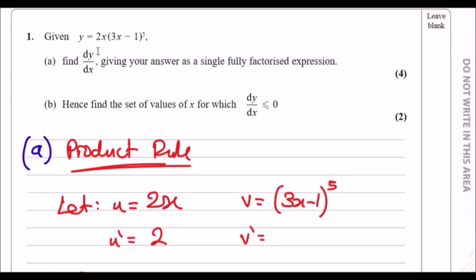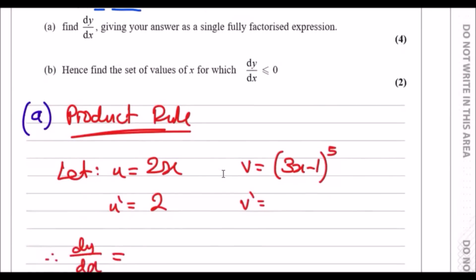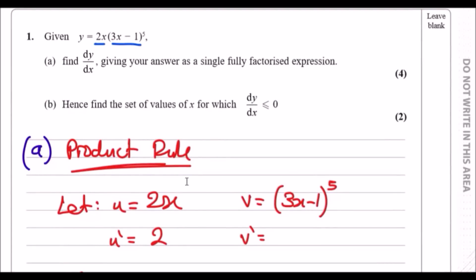Well, look at this, we can see that we got two functions. We have 2x and we have another one, 3x minus 1 to the power 5. Because we got two multiplied together, we use the product rule, okay? If it was 2x over this term, it would be the quotient rule. So that's two ways to differentiate. Now, when it says single fully factorized expression, this means that when you differentiate this one, not only do you use the product rule and sort it out, you would also have to tidy up completely, okay?